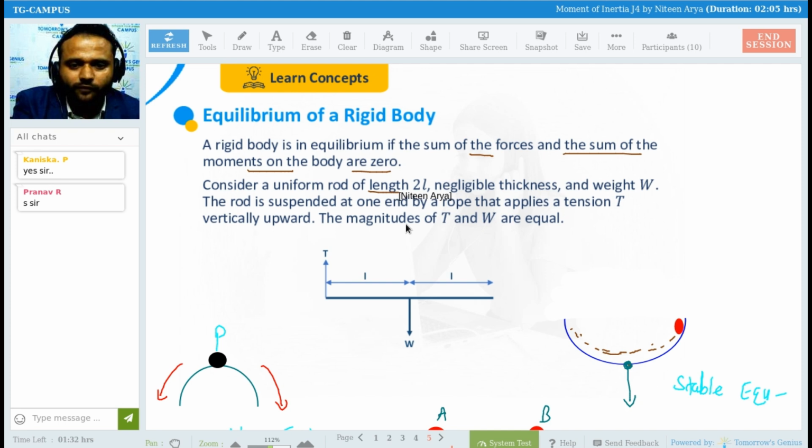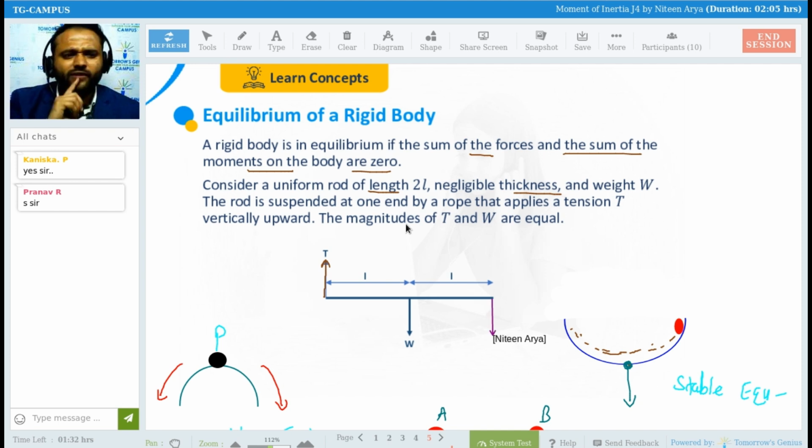Consider a uniform rod of length 2L, negligible thickness, and weight W. The rod is suspended at one end by a rope that applies a tension T vertically upward. The magnitudes of T and W are equal. This means the weight is going to balance the tension force on this rod of length 2L. If it is not balanced, there is going to be a tilt on this side.